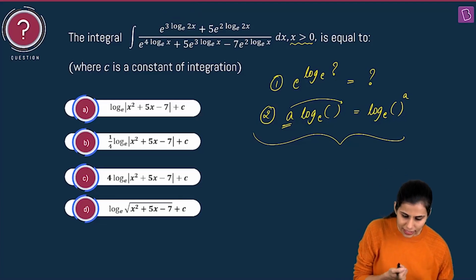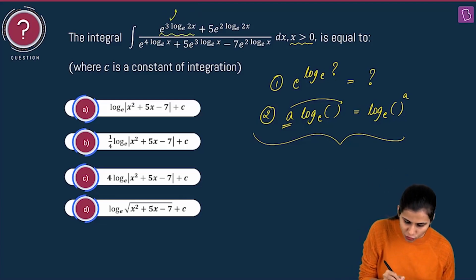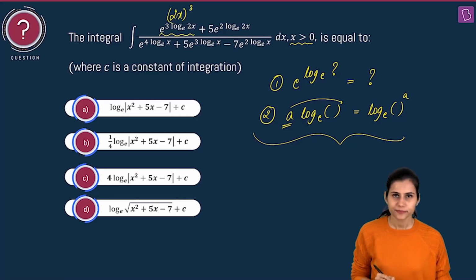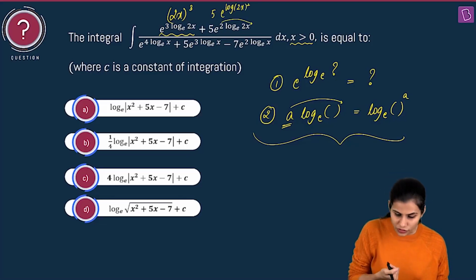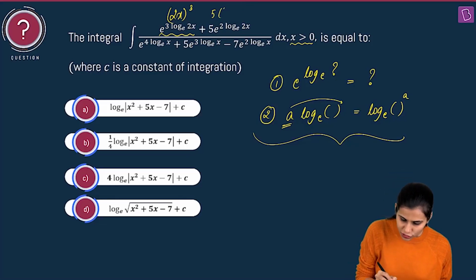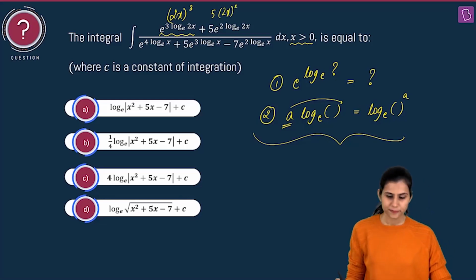So this is nothing but 2x cube. Okay. Similarly, come over here in the next term. 5 remains as it is. This 2 moves to the power. So you are left with e to the power log of 2x whole square. But again, this will just be 2x whole square.